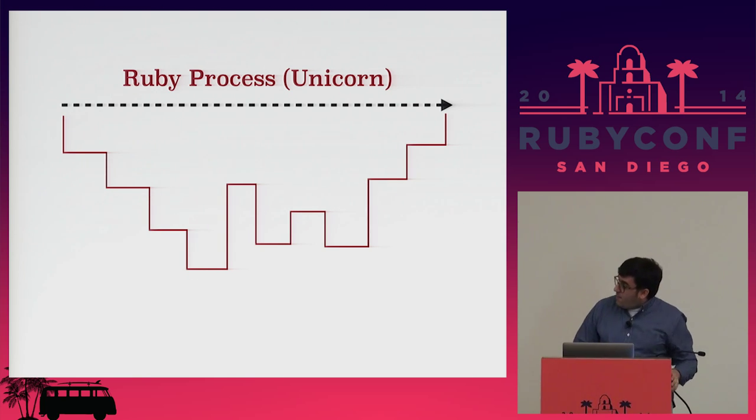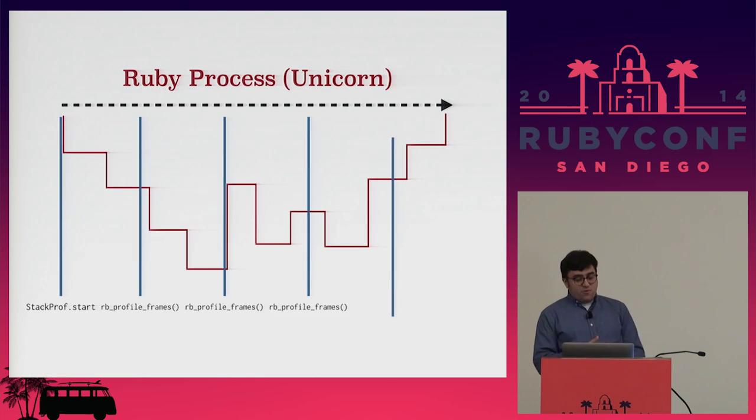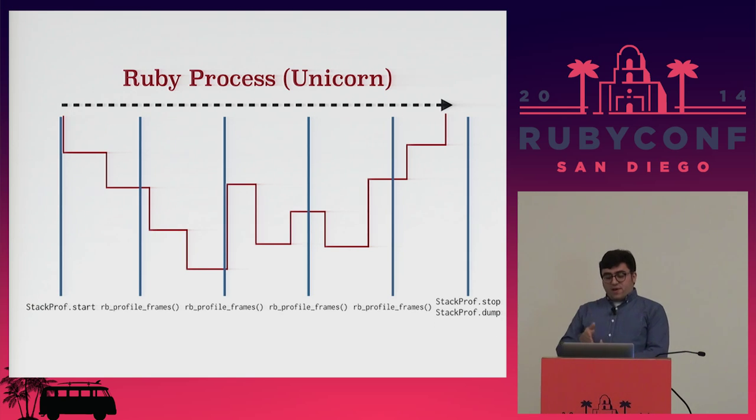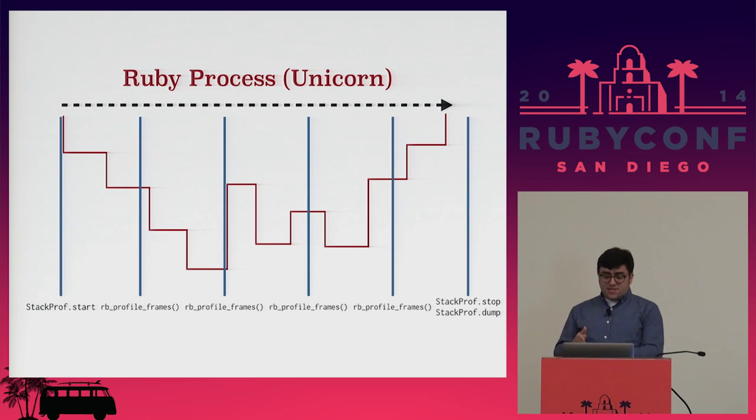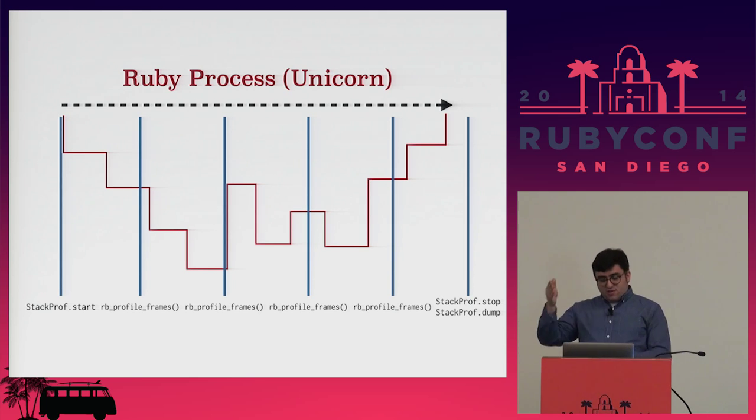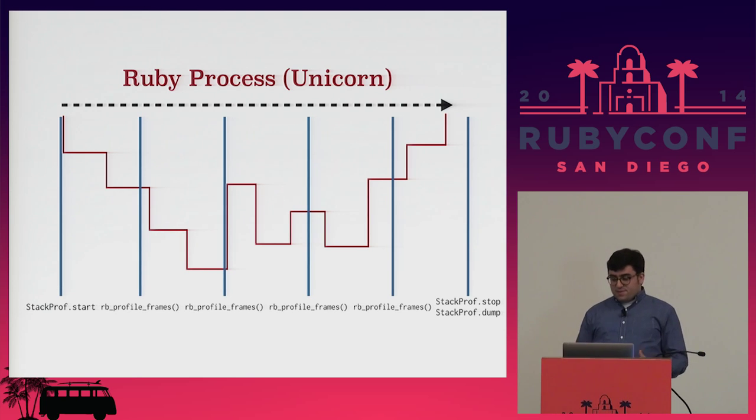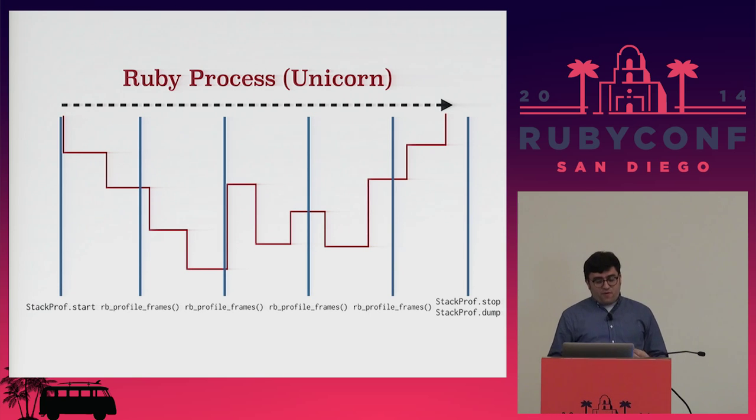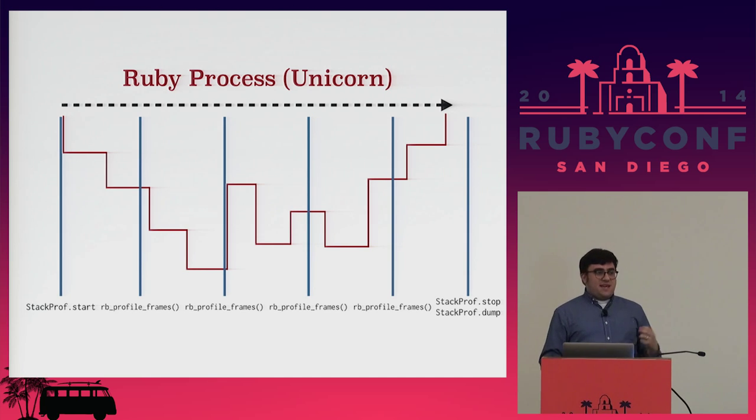The way StackProf works is it uses a method that's in Ruby 2.1 to sample, every X milliseconds or every X stack frames, what's on the stack at that given point. So you start it, the process runs, you sample, and at the end you stop it and collect a dump. And the cool thing about this is that because it's just sampling and rb_profile_frames doesn't allocate memory on the heap, it allows you to do this in production, which is a really amazing thing.